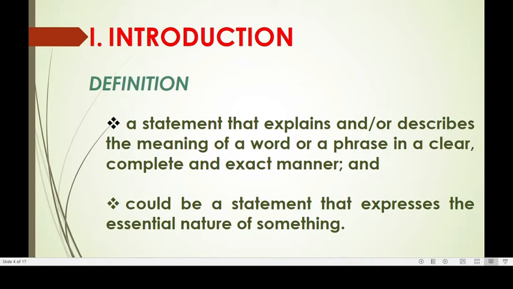Definition is a statement that explains and/or describes the meaning of a word or a phrase in a clear, complete, and exact manner. And it could be a statement that expresses the essential nature of something.